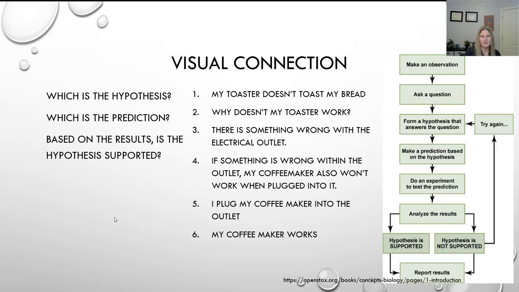The bread's not toasted. There's something wrong with the electrical outlet. If there's something wrong with the outlet, my coffee maker also would not work if I plug it in. I plug in my coffee maker and it seems to work. So my coffee maker works. So with this series of events, we're going to try to figure out which is the hypothesis and which is the prediction. So which one of these numbers would you think would be the hypothesis for this scenario?